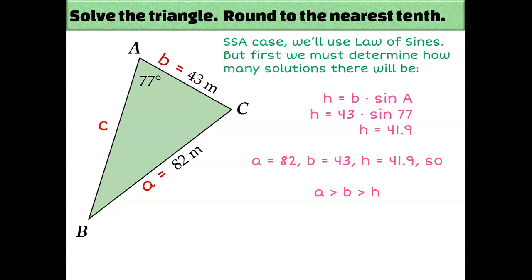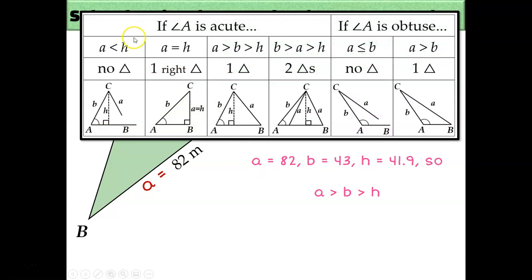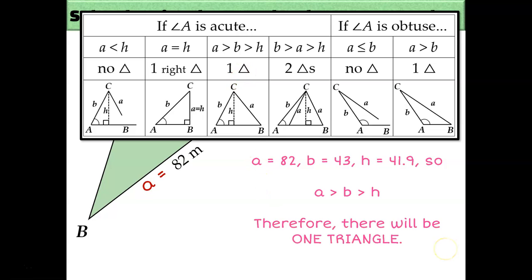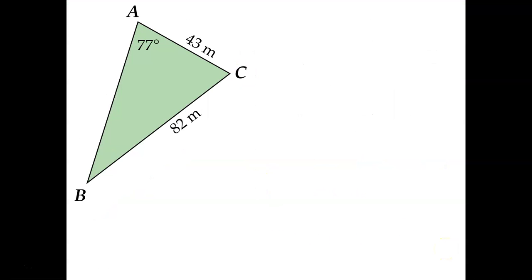Part of the chart asks you whether A is acute or obtuse, and in this case A is acute. So we're looking in this part of the chart, and I see a is bigger than b, which is bigger than h right here. It says that there must be just one triangle. So let's see if that's true by solving. I'll set up my law of sines proportion. I'll put the side length that I know over the sine of the angle that I know, so 82 over sine of 77. And I'll set that equal to the side length that I know over the angle that I don't know, so 43 over sine of b.